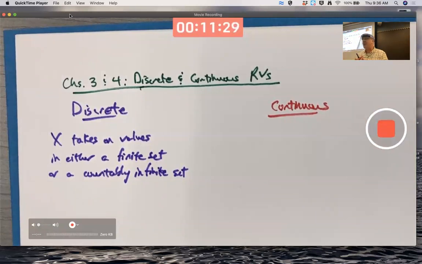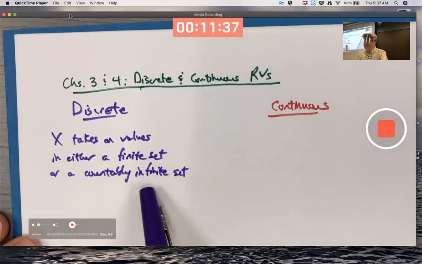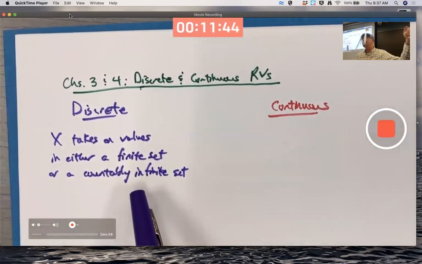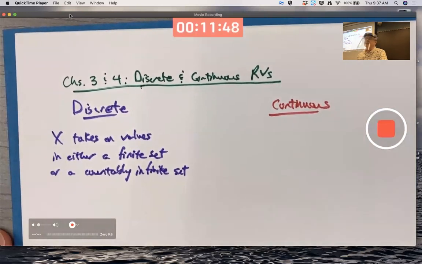There's no smallest positive rational number as well, so that's not a proof of it, but that's a basic intuitive idea. Usually your countably infinite set is like 1, 2, 3, 4, 5, 6, etc., or 0, 1, 2, 3, 4, 5, 6, etc. Those are the most common examples of countably infinite sets that X could take on values from.